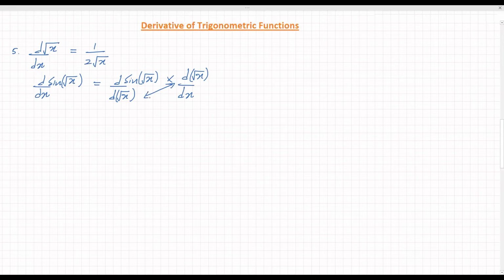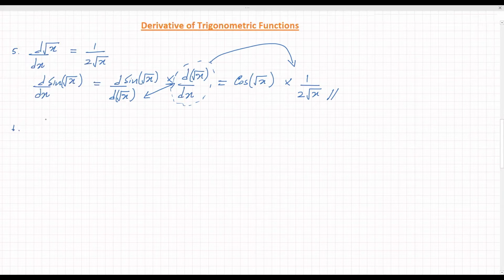Now you can see the chain rule over here. d/d(square root of x) of sine square root of x is nothing but cos square root of x. So that is your direct base case. And now we have to simplify this one. So this is nothing but 1 divided by 2 square root of x. And that would be the answer to that question.